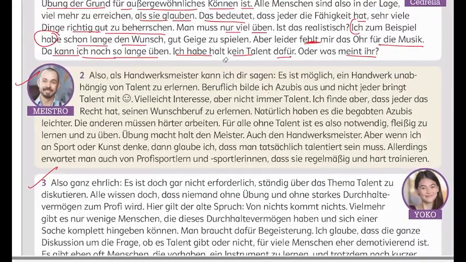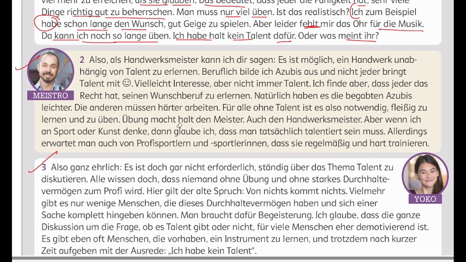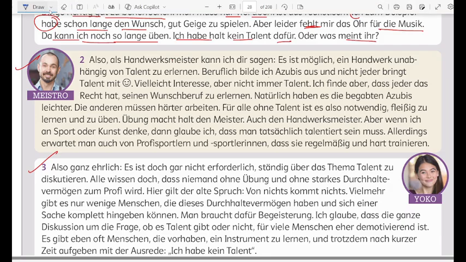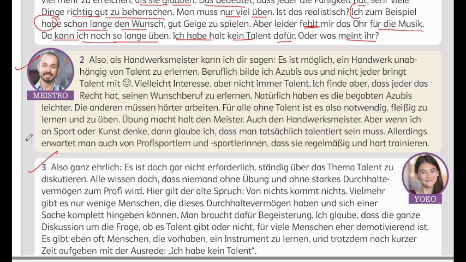Now let's continue with the rest of the two pieces. So here, "Also als Handwerksmeister kann ich dir sagen", Handwerksmeister, someone who is doing the job with their hands. Kann ich dir sagen, I can tell you. Es ist möglich, ein Handwerk unabhängig von Talent zu erlernen. Now many times we have come across this word erlernen. Was bedeutet erlernen?